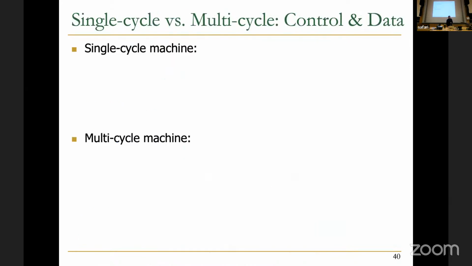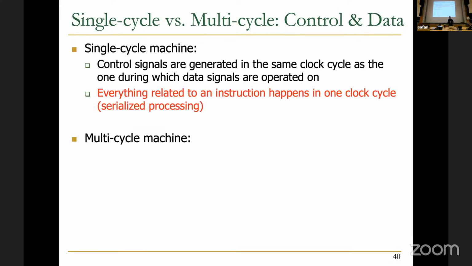Okay. So let's take a look at how control and data is done in a single cycle versus multi-cycle machine, because this is important. So in a single cycle machine, you don't have time. You have to do everything in one clock cycle, everything specified by an instruction. That includes data flow as well as control. Meaning, you need to generate the control signals in the same clock cycle as the one during which data signals are operated on, right? This is fundamentally slow in the sense that you have to decode the instruction and then operate on the instruction, right? Basically, everything related to an instruction happens in one clock cycle. As a result, you need to serialize the processing.